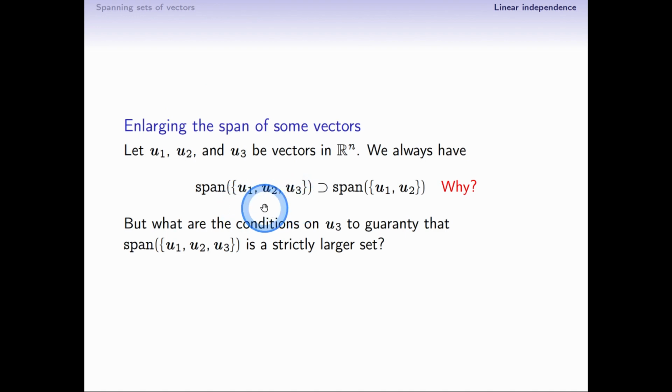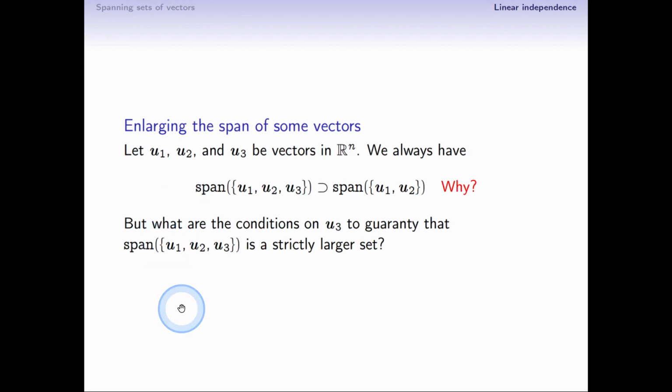So here's what I'm going to do. I'm going to take my vector of the form a u1 plus b u2, and I'll write it as a u1 plus b u2 plus 0 times u3. That shows in a very trivial way that it can always be expressed as a linear combination of u1, u2, and u3. So clearly anything that's spannable by u1 and u2 is also spannable by u1, u2, and u3.